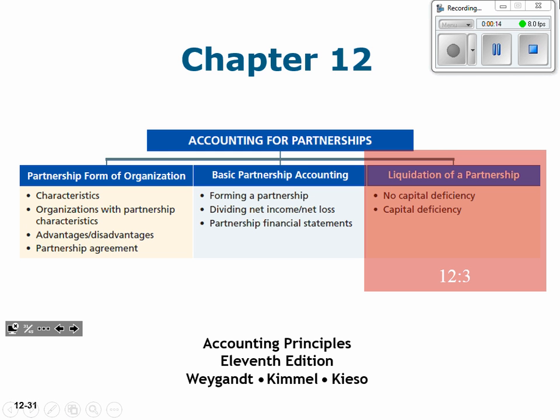We have been talking about partnerships now for a week: the formation of them, the typical journalizing and presentation on a financial statement, and what happens when it's time to dissolve the partnership or liquidate all the assets and send the partners on their merry way. And that's what we're looking at here. It's taking a look at, is there a capital deficiency or not?